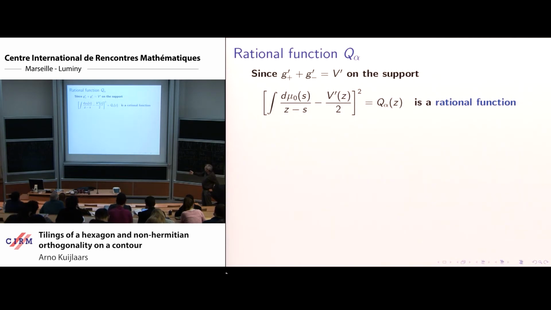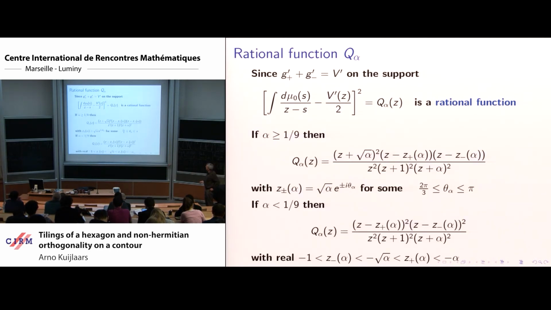And so its singularities are only the singularities of V prime. And V prime is this combination of logarithms, and we take a square, so this Q alpha will come out as a rational function, which has double poles at the singularities of V prime, which are 0, minus alpha, and minus 1. And so we are able to calculate this Q alpha. Okay? And we see the transition at the number 1/9.